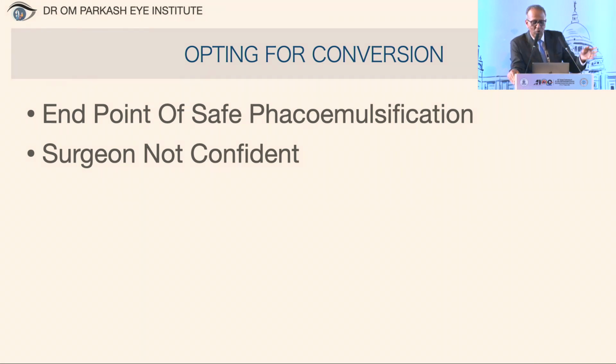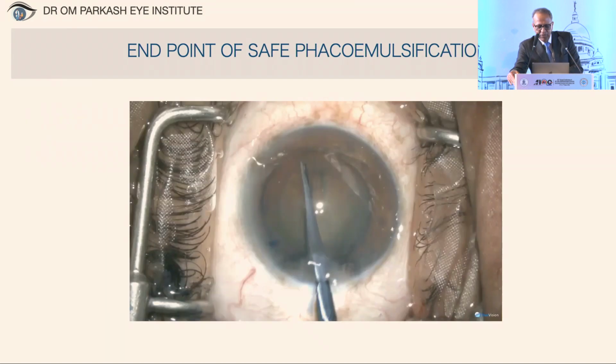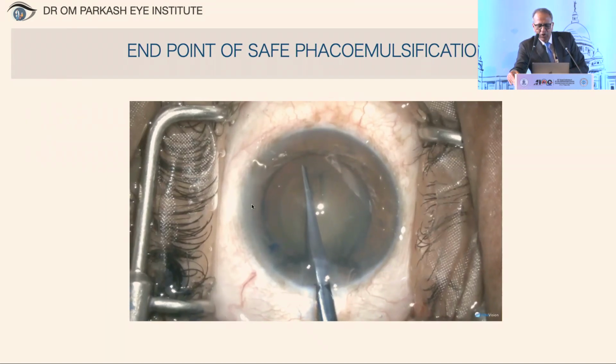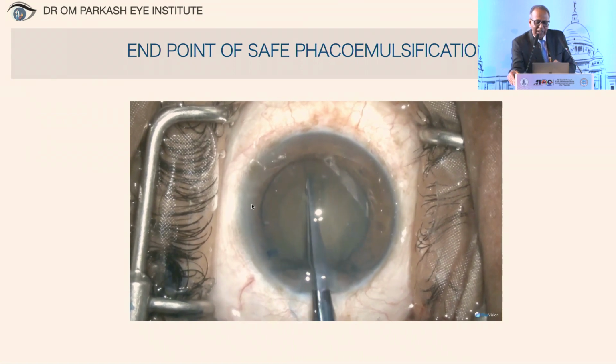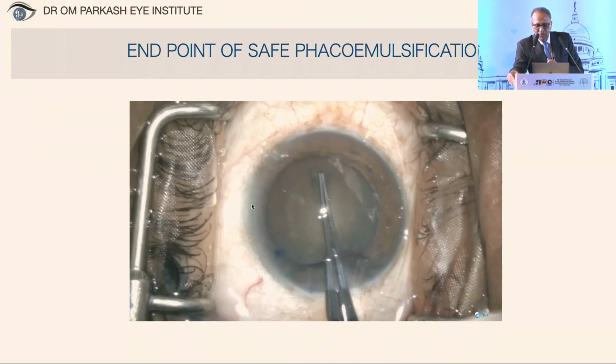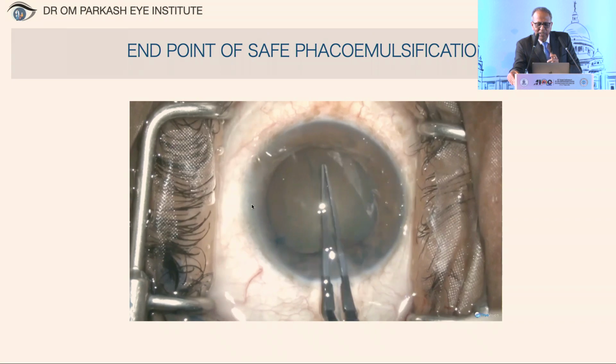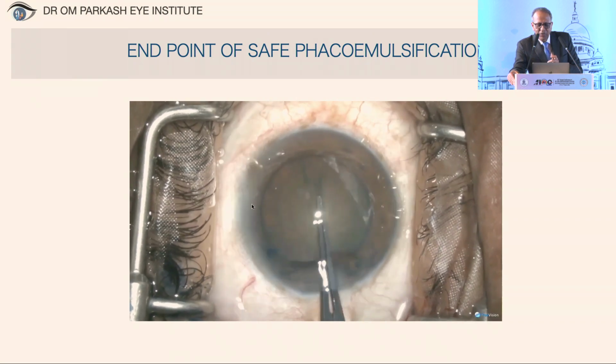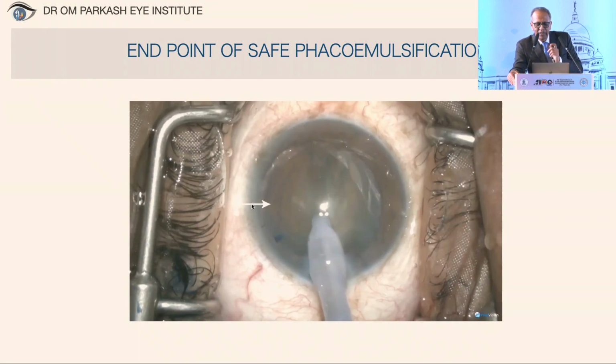The answer is no. We should know what is the end point of safe phacoemulsification. And there are conditions when the surgeon is not aware of the intricacies of all the techniques and he's not sure, and in that condition, as it always happens, he converts. So let's see in this video, the surgeon is trying to enlarge the rexis. In an effort to enlarge the rexis, he ended up in a situation where there was an anterior capsular tear.